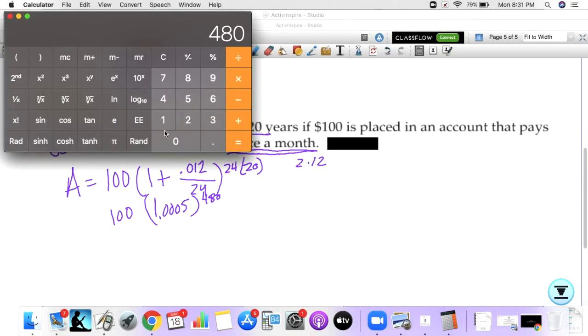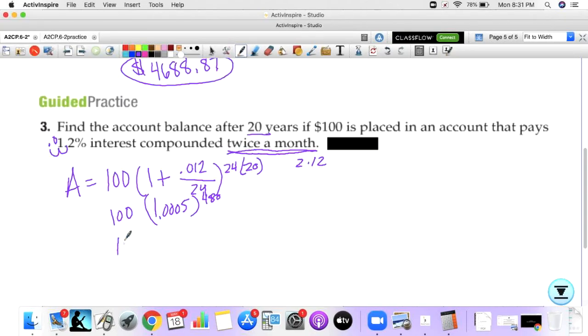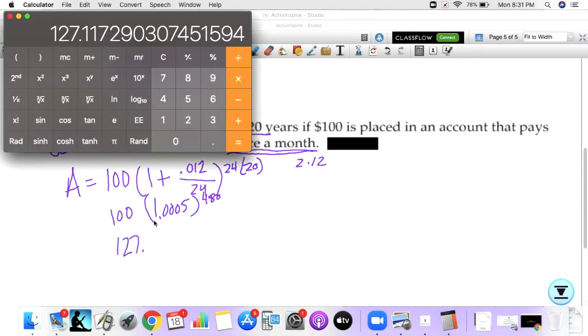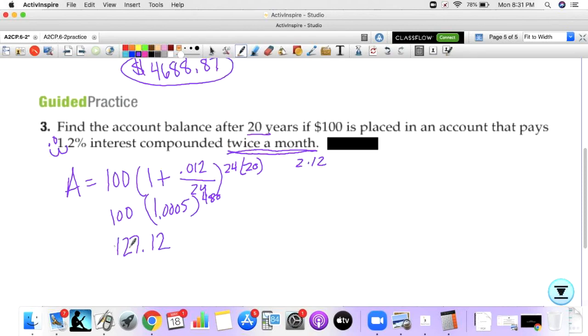So let's go back. 1.0005 raised to the 480th power. And then I'm going to times it by 100. So that $100 is going to become $127.12. Now you might say, wow, it only gained $27 over 20 years.